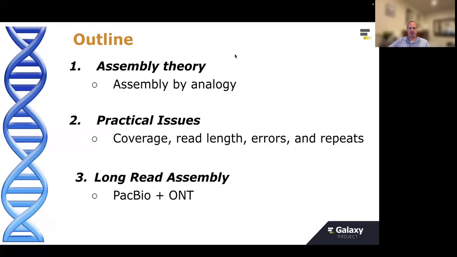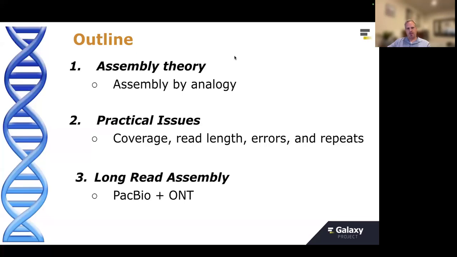So today we're going to be talking about this process in a few different stages. To get started, I'm going to tell you about a pretty simple analogy that will hopefully introduce some of the concepts in a very conceptual way that is very understandable. Then we'll talk about some of the real practical issues that are important to pay attention to when you're assembling a genome, things like how much coverage to collect, what sort of read lengths you should aim for, things you should watch out for in terms of errors, and then crucially, some of the challenges associated with repeats in the genome, as they complicate genome assembly.